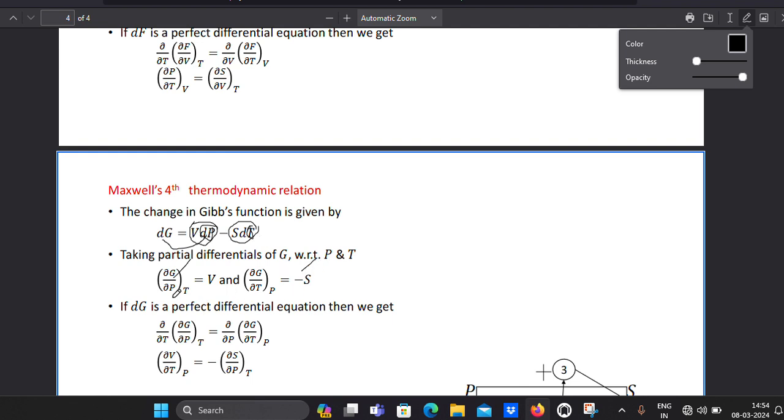Okay friends, like this. And for a perfect differential equation, how do we write it? First write this one as it is, and with the constant, differentiate it partially. Here, ∂/∂P of ∂G/∂T, and ∂/∂T of ∂G/∂P. In this place write the V value, and here minus S. So we get ∂V/∂T equals minus ∂S/∂P, with the constants written on this side. Okay friends, so this is Maxwell's fourth relation.